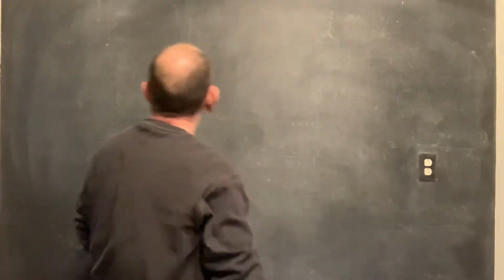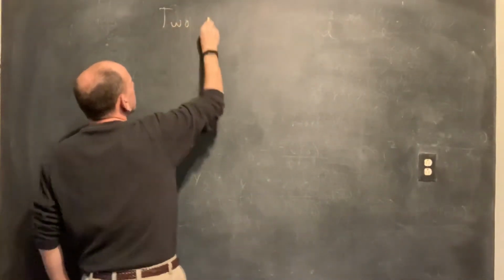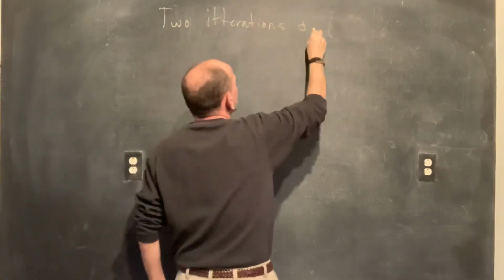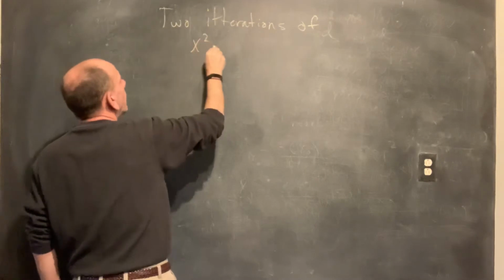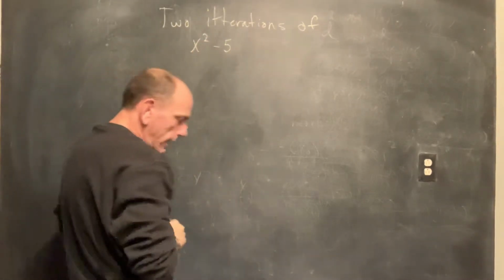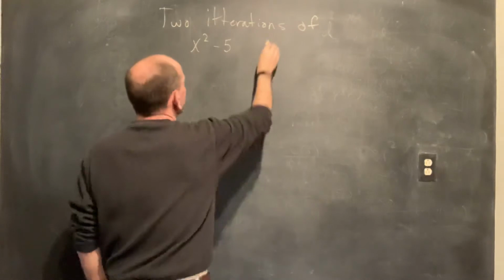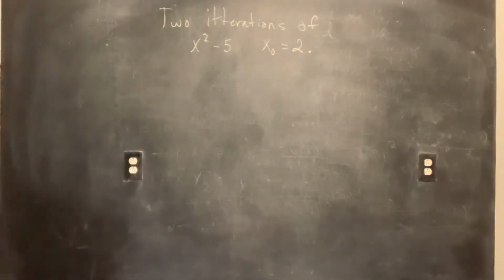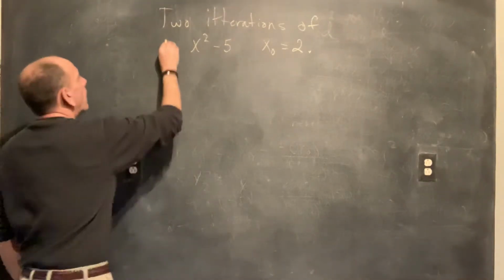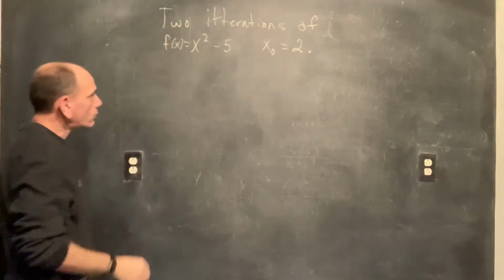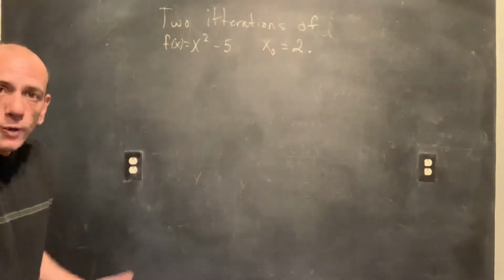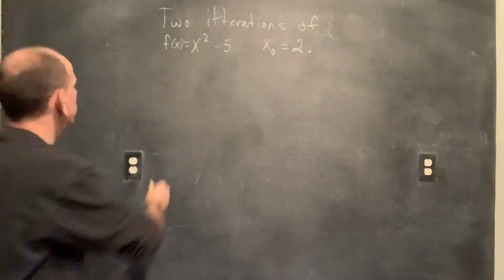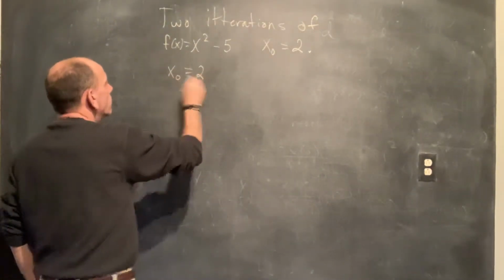Let's say 2 iterations of x squared minus 5 with x0 equal to 2. So this is our f. Okay, so nice. We don't actually have to guess or do anything for our x0. They gave it to us to start. So we've got x0 is 2.